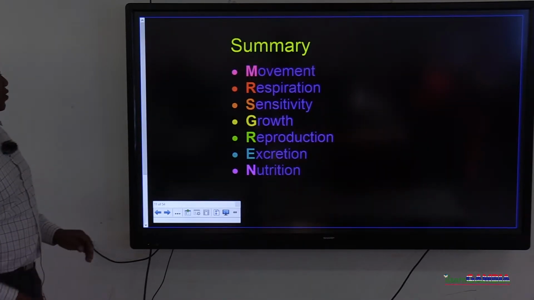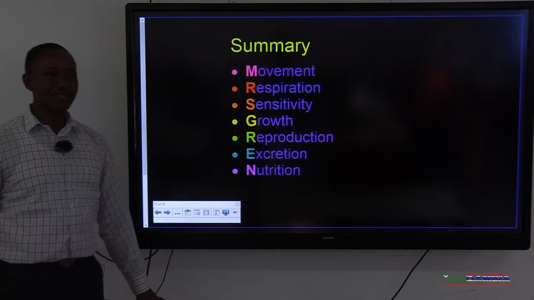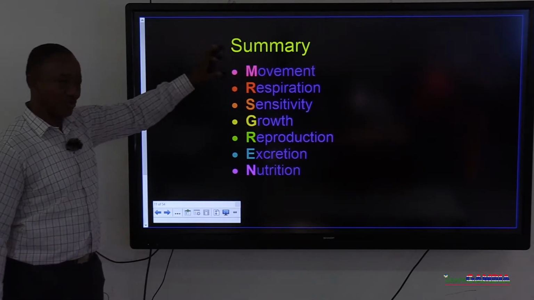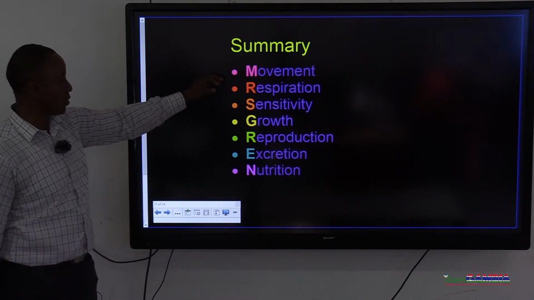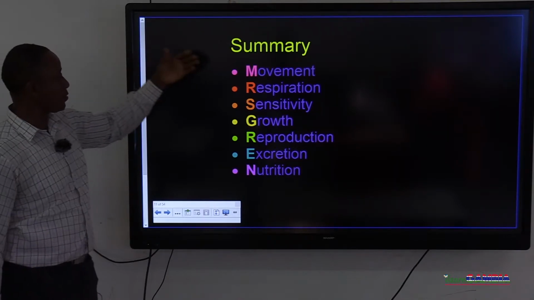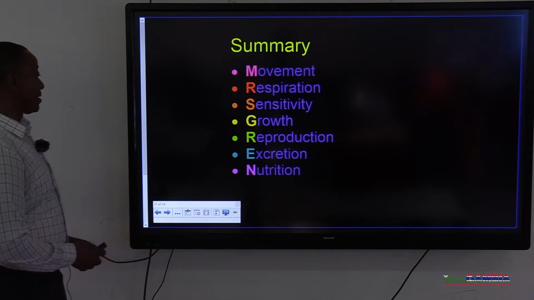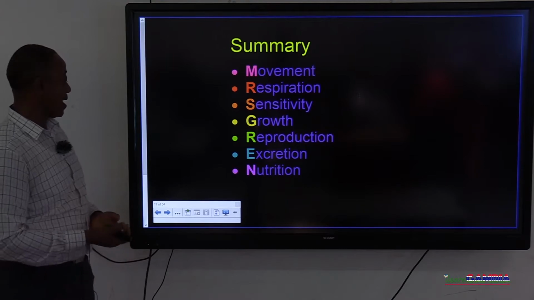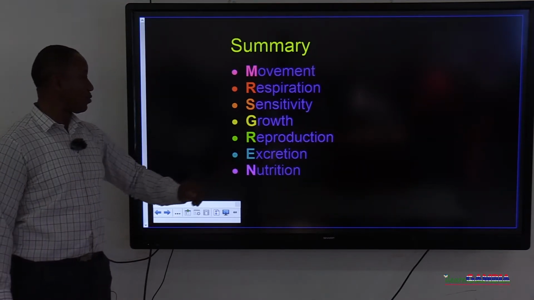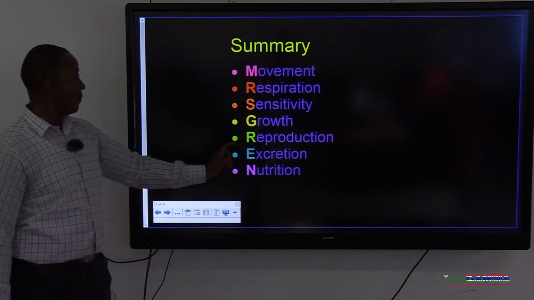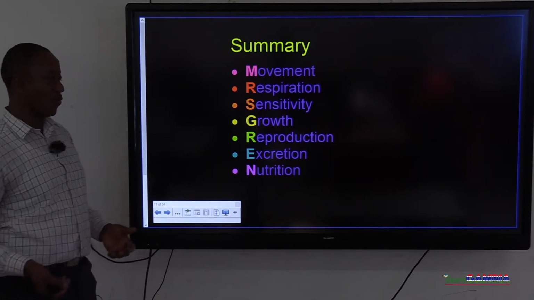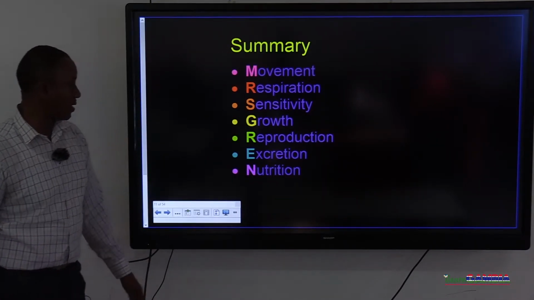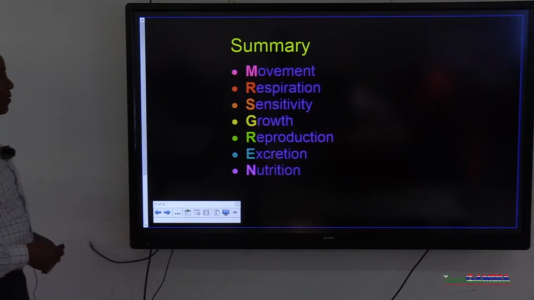So in summary, these are the 7 characteristics. All organisms are expected to be able to do all of this. They should be able to move, they should be able to carry out respiration, they need energy, and they should be able to respond to changes in the environment. They should grow, change in size, or change in number. And they should be able to reproduce themselves. They should be able to take out waste materials that result from the activities they are doing. And when we look at nutrition, that's the means by which they are collecting food.